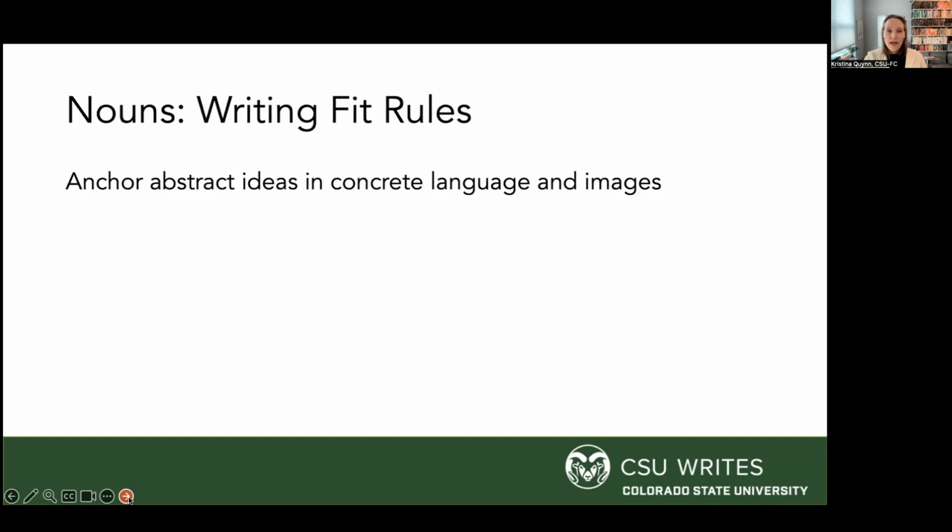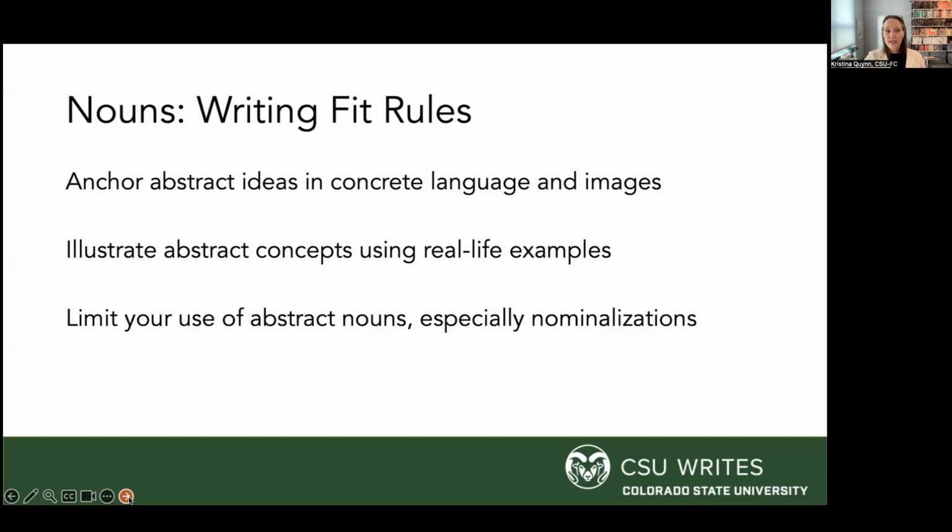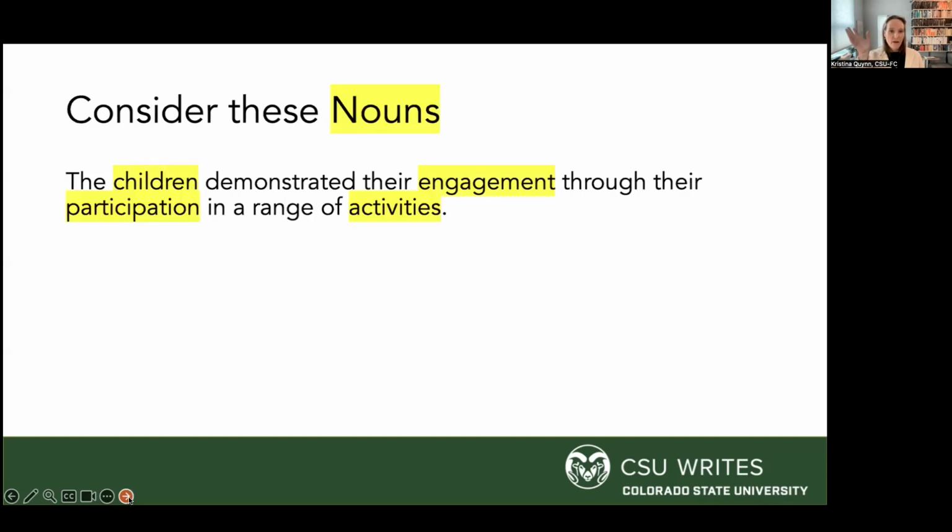Nouns anchor those abstract ideas in concrete language and images. So again, thinking about what's in that kind of lens and what's clear. You can illustrate abstract concepts using real life examples, or limit your abstract nouns and especially nominalizations. And if you don't know what nominalizations are, I'll give you a quick set of examples, but I'll also refer you to the zombie noun TED Talk that Helen Sword does.